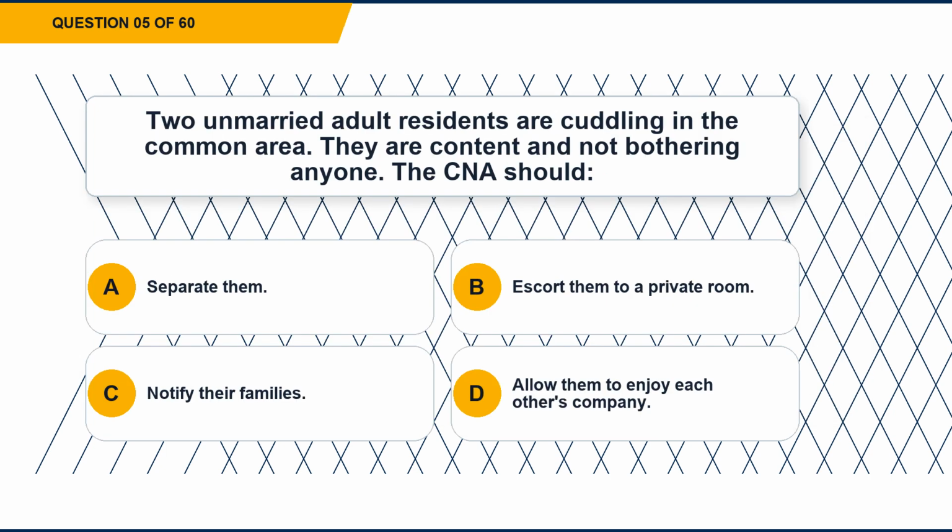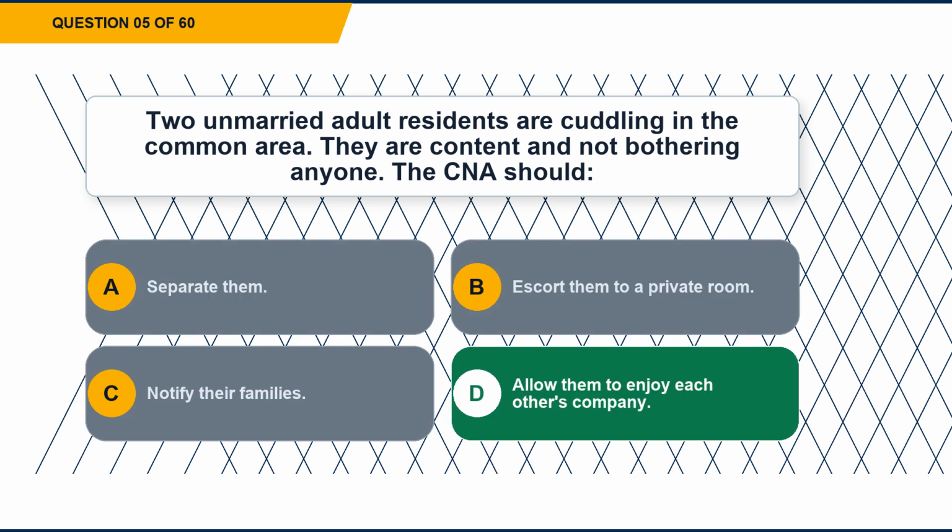Question 5. Two unmarried adult residents are cuddling in the common area. They are content and not bothering anyone. The CNA should. Option A. Separate them. Option B. Escort them to a private room. Option C. Notify their families. Option D. Allow them to enjoy each other's company.